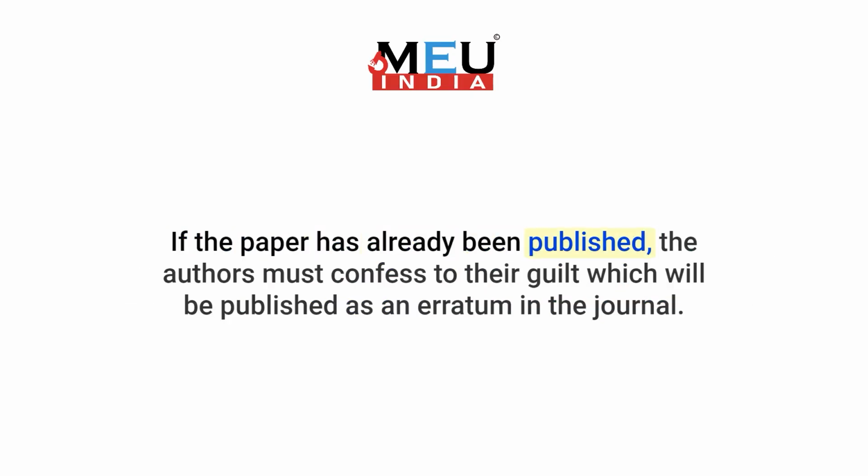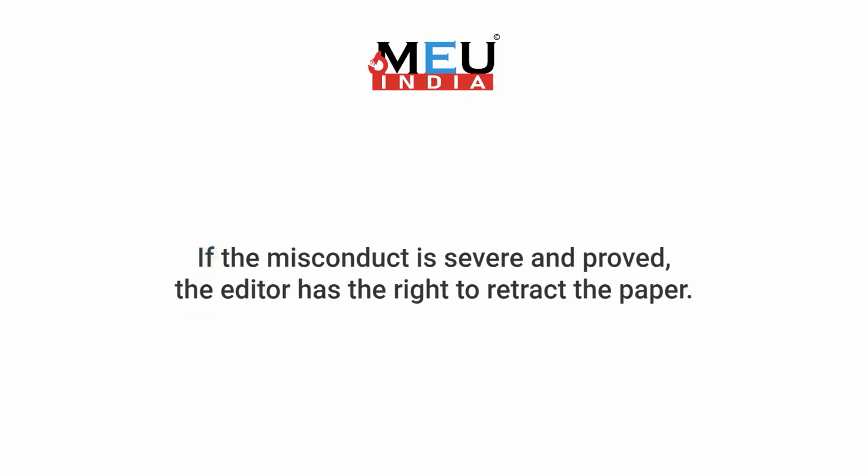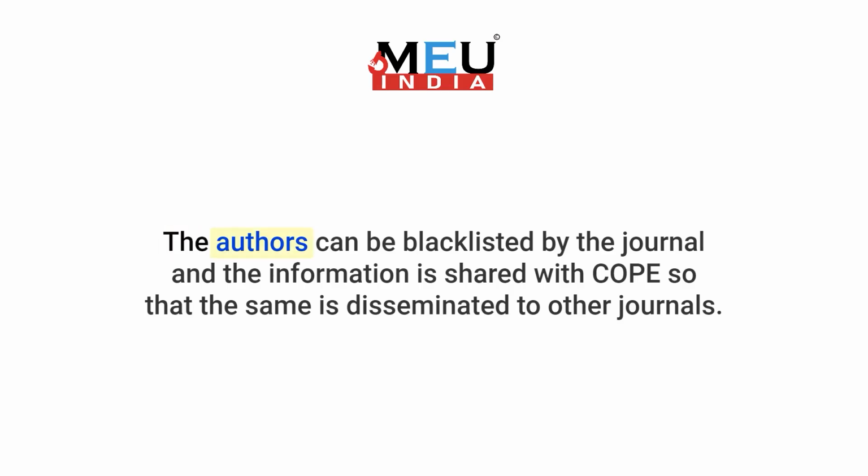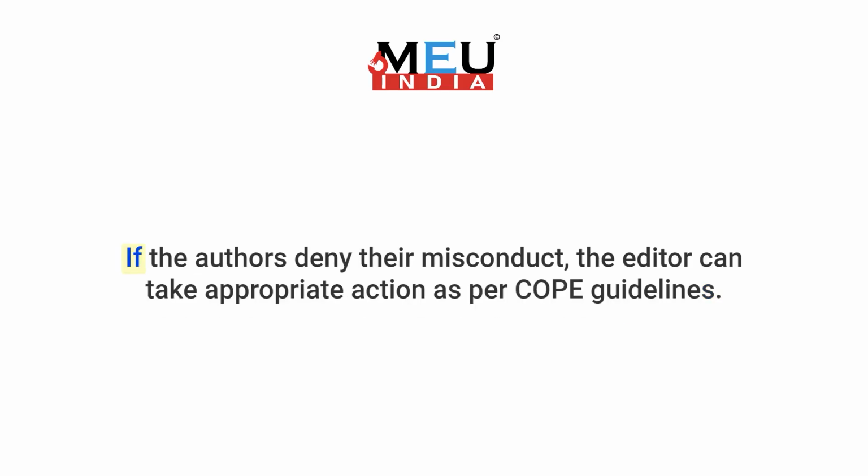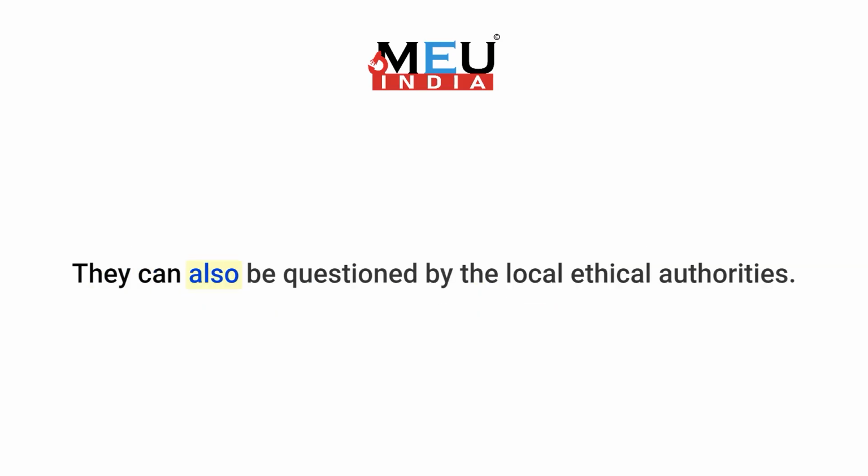If the paper has already been published, the authors must confess to their guilt, which will be published as an erratum in the journal. If the misconduct is severe and proved, the editor has the right to retract the paper. The authors can be blacklisted by the journal, and the information is shared with COPE so that the same is disseminated to other journals. If the authors deny their misconduct, the editor can take appropriate action as per COPE guidelines. They can also be questioned by the local ethical authorities.